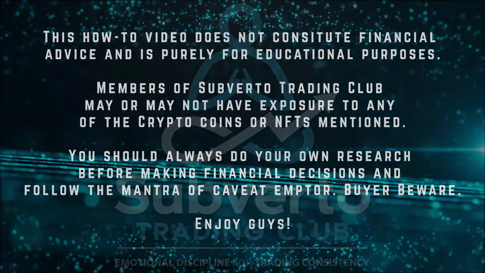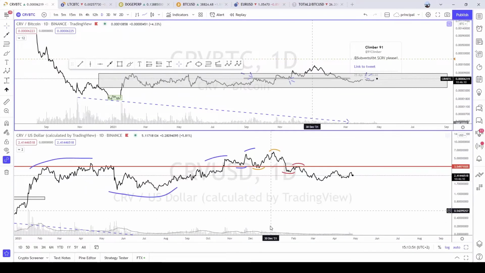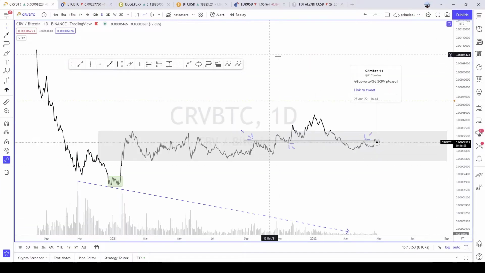Enjoy, guys. Hello everyone and welcome to this new weekly Ask Me One Chart. This week, thanks to Climber91, we are going to talk about CRV against BTC and against USD. These two charts you can see here are really simple.